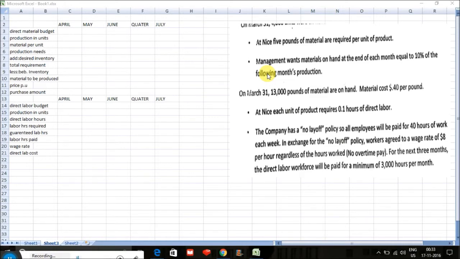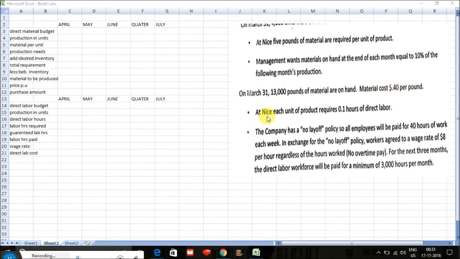For that, we are given the information that at NICE, 5 pounds of material are required per unit of product. That is, एक यूनिट को बनाने के लिए हमें 5 pounds of material की जरूरत पड़ेगी. And also, management wants materials on hand at the end of each month equal to 10% of the following month's production. That is कि अगले महीने की जो प्रोडक्शन होगी उसका 10% का मटेरियल रिक्वायरमेंट हमें इस महीने में मेंटेन रखना पड़ेगा. And also we are given the opening amount of inventory, that is 13,000 pounds, and material cost per pound is also given, that is $0.40.